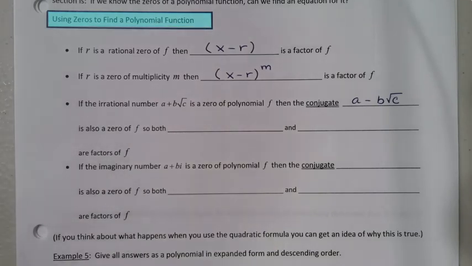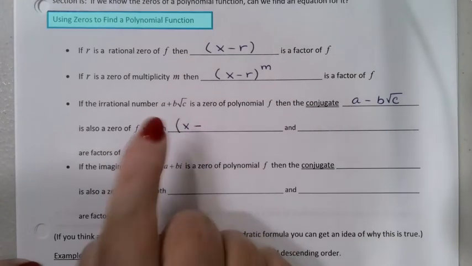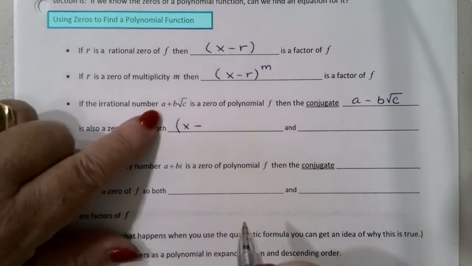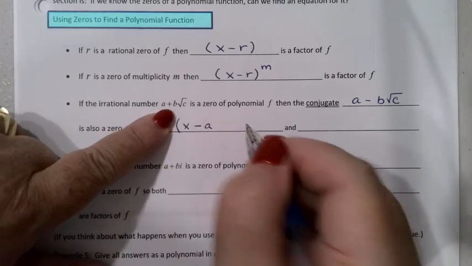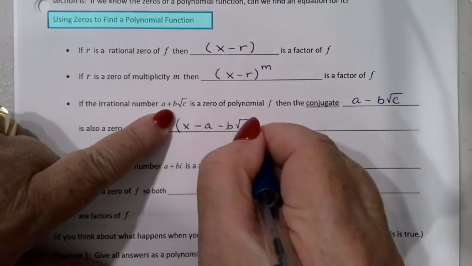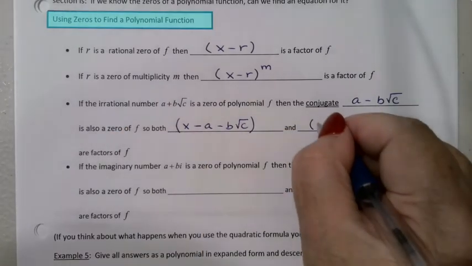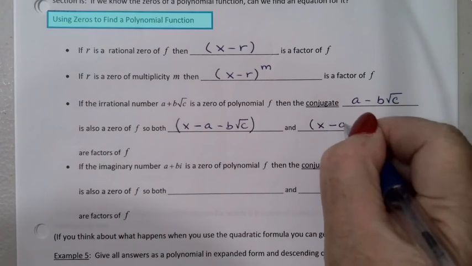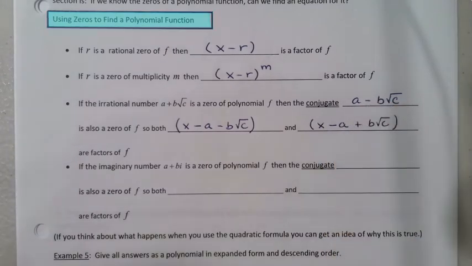What that means is we get two factors. They're going to look a little weird, but there's two factors that we can identify for our polynomial. We'd have x minus this one, and when I subtract it, notice I'm going to distribute the minus sign. So it'd be x minus a minus b square root c. And then this one, x minus a plus b square root c. Those are both factors of f.